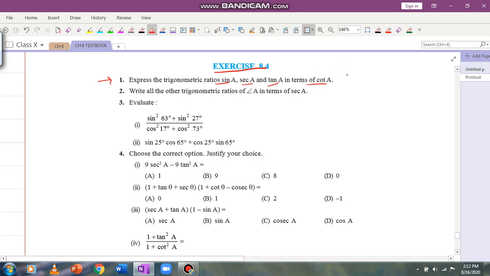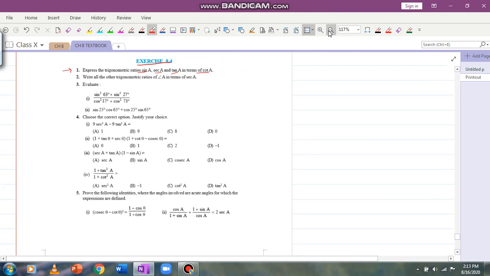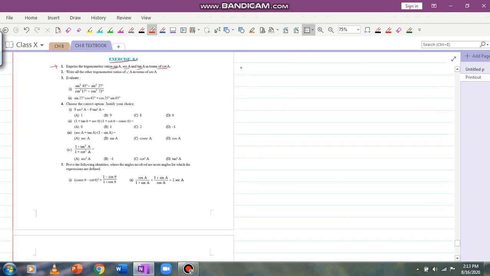So last time I actually started with tan A because tan A is the reciprocal of cot A, so I can directly give the answer. I will be doing the same right now, and let's just write this down. So we have tan A as the reciprocal of cot A. So we have a relation between tan and cot.